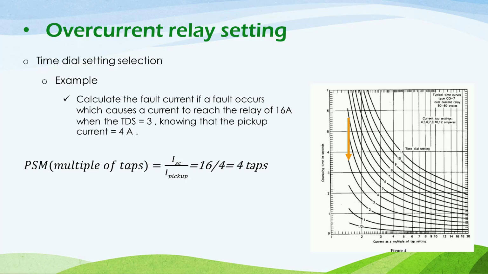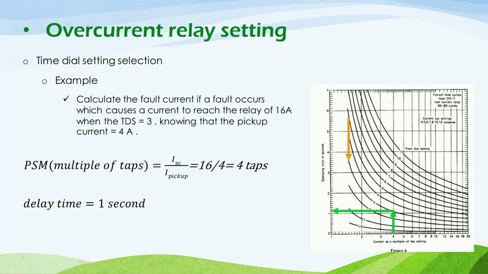Now after determining the multiple of taps, we can easily locate 4 on the x-axis, and we go up to the intersection point with the time dial setting of 3. In that case, we read the y-axis to find the corresponding time, which is 1 second. So this means when the relay has a plug multiplier setting of 4, it will wait a time of 1 second before clearing the fault, assuming that the time dial setting is 3, or the curve that we work according to is the fourth curve.